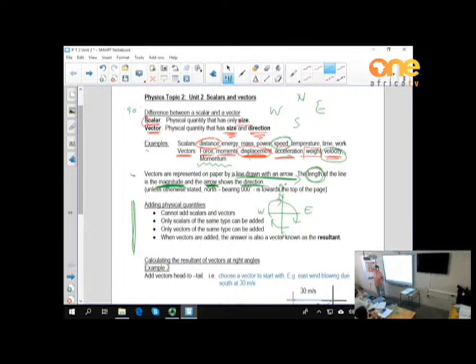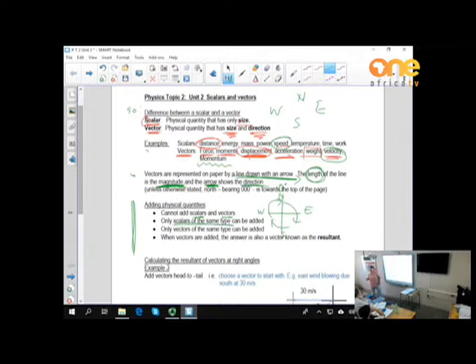I can't, for example, if I'm doing a calculation, go and add 10 joules plus 15 Newton plus 36 meters. That doesn't make sense, does it? Okay, because the quantities are not the same. You can only add and subtract quantities that are the same. So, we cannot add scalars and vectors to each other. Only scalars of the same type can be added.